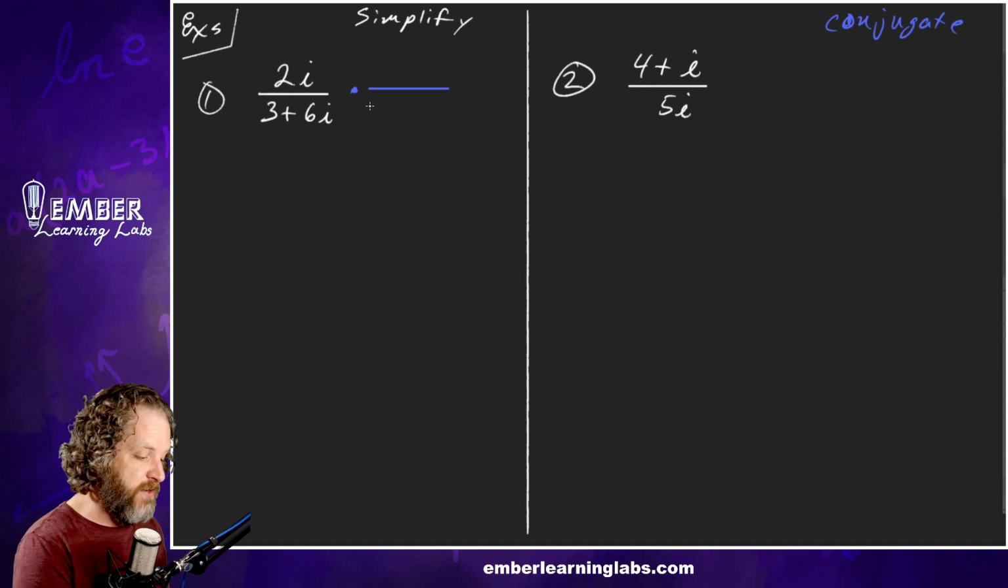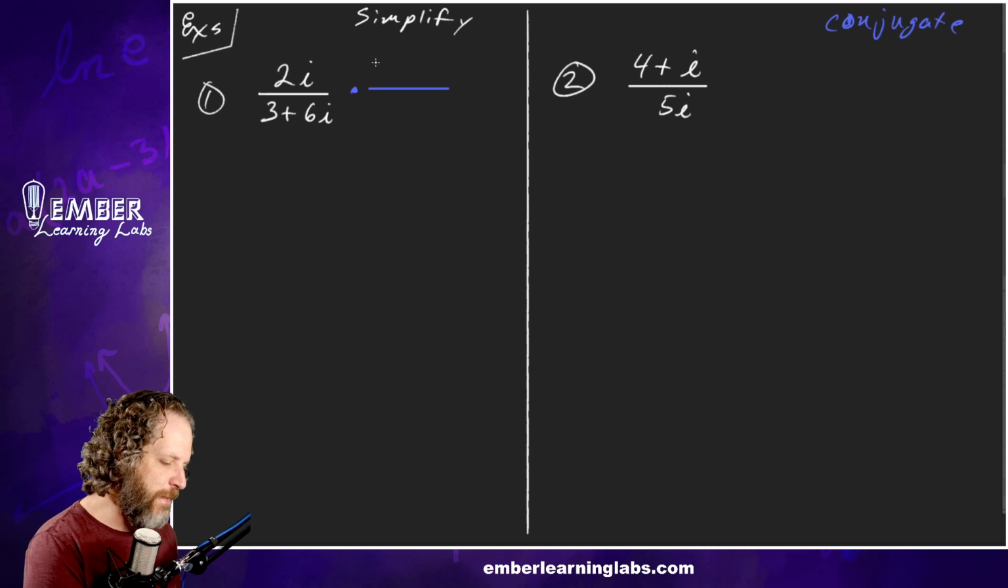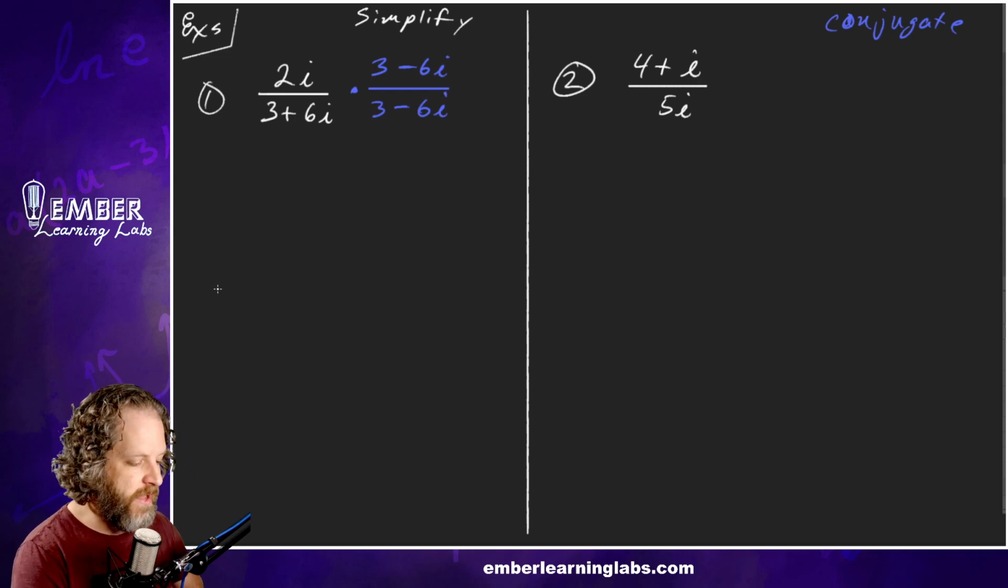Some of you are like, I don't care, just tell me what to do. So we're going to flip that middle sign. Let's turn this into 3 minus 6i and 3 minus 6i. So it's the same as the denominator with that middle sign flipped. Okay, so that's what we're doing here, right?